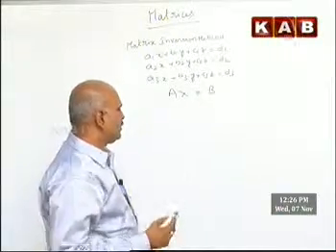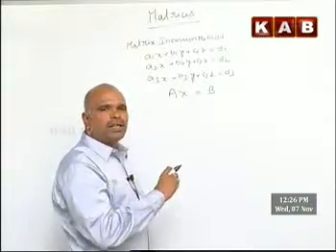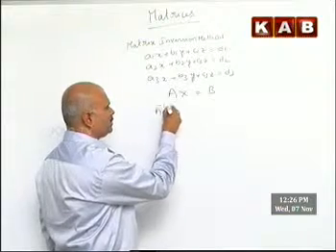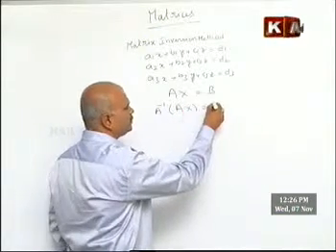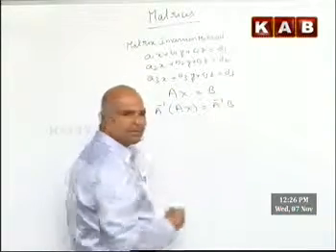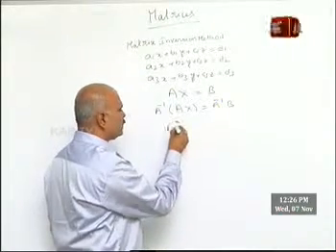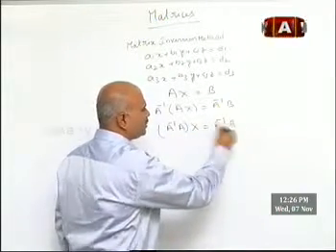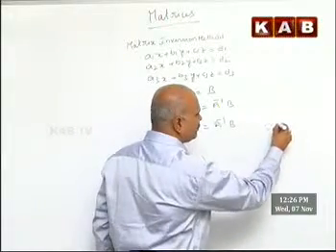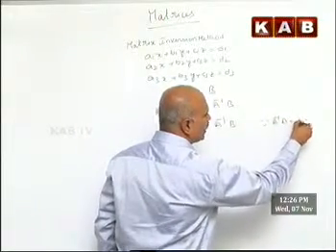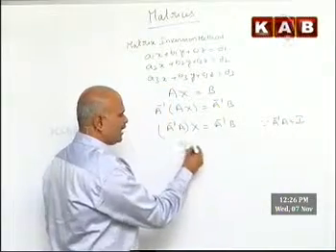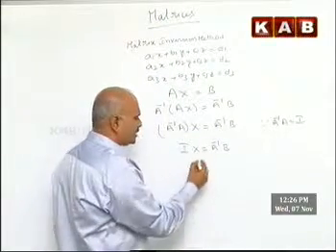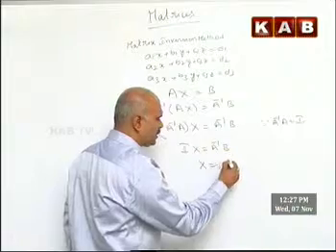For that purpose, here I would like to multiply both sides with A inverse. That means A inverse into Ax is equal to A inverse into B. From this, we apply the associative law: A inverse into A into X is equal to A inverse B. Everybody knows that A inverse into A is equal to identity. So based on that, identity into X is equal to A inverse B. That identity X is X only. X is equal to A inverse B.